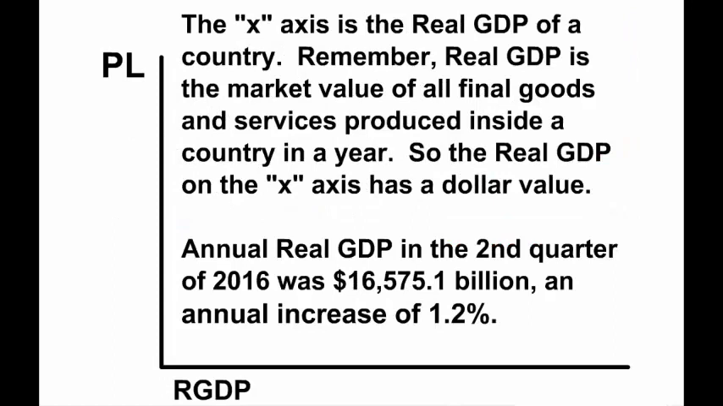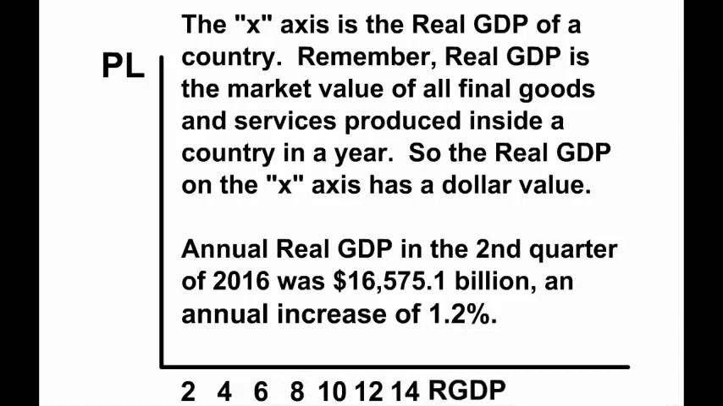Let's look at the x-axis. The x-axis is the real GDP of a country. Remember, real GDP is the market value of all final goods and services produced inside a country in a year. So the real GDP on the x-axis has a dollar value. The annual real GDP in the second quarter of 2016 was $16.5 trillion, which was an annual increase of 1.2% over the first quarter of 2016.